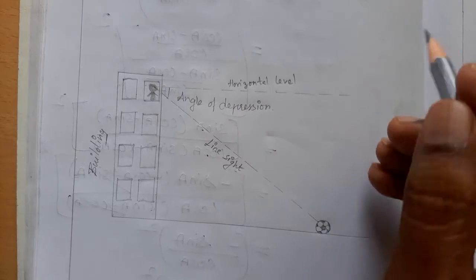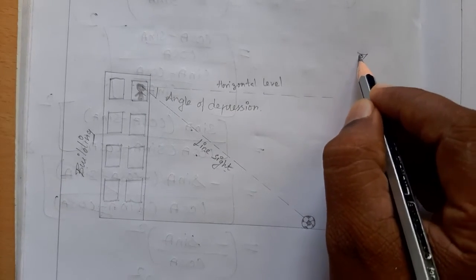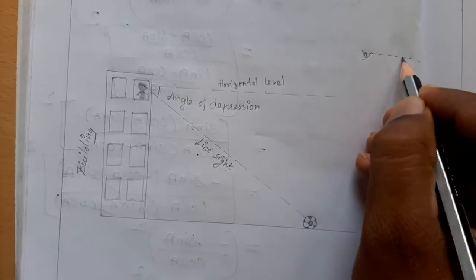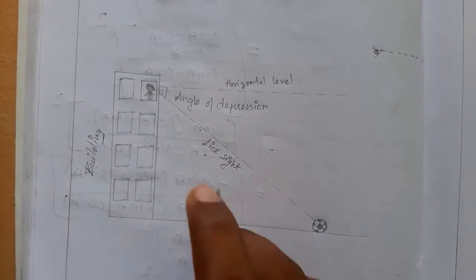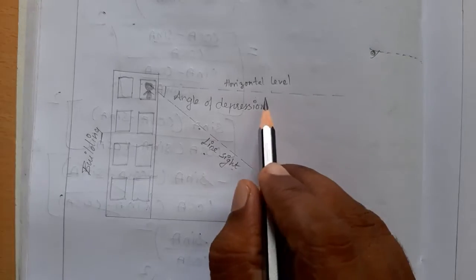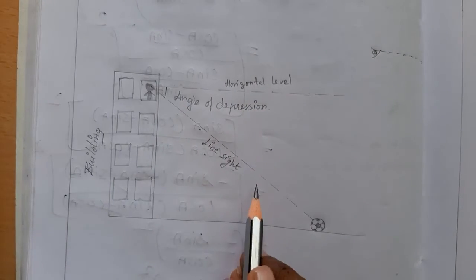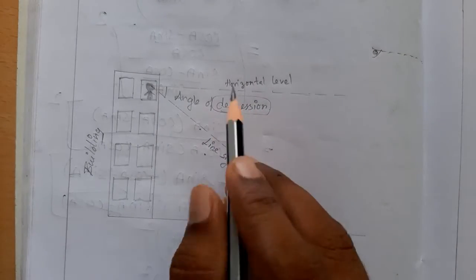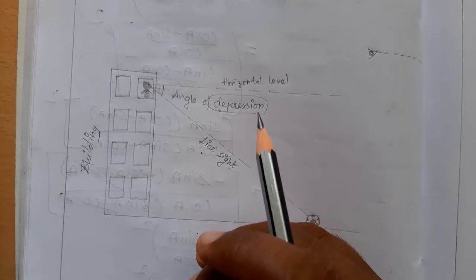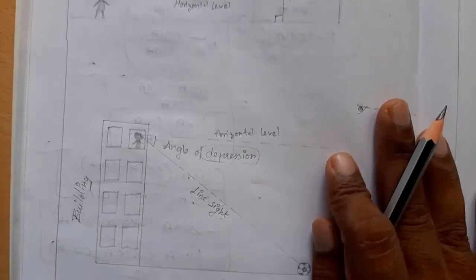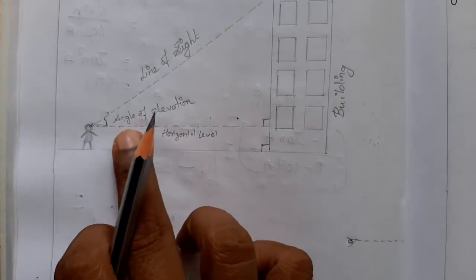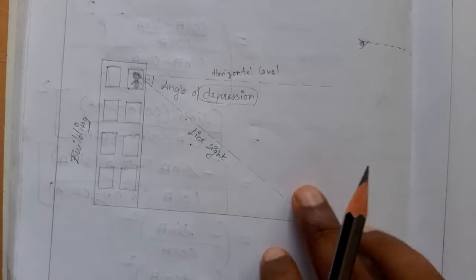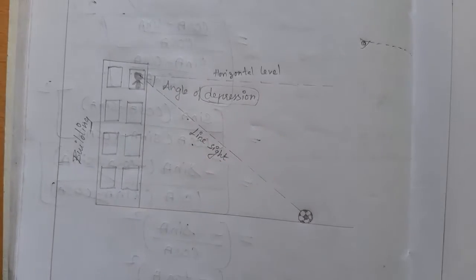The horizontal level is straight from our eye. Now we are lowering our head, and here also the angle made from the horizontal level to the line of sight is the angle of depression, since we are facing down. Here you can see we are raising our head. Raising our head is the angle of elevation, lowering our head is the angle of depression.